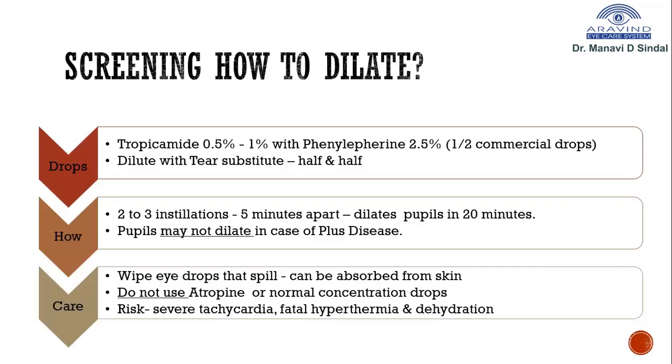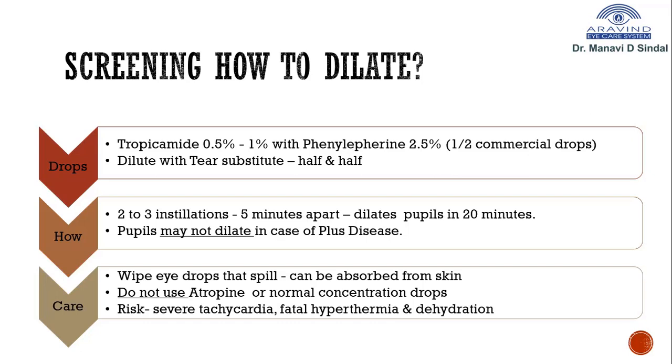So how do you dilate? This is again something important. The dilatation drops are half concentration of your regular commercially available tropicamide plus phenylephrine drops. It's very easy to do this. You take a TR substitute, you take a T plus, you mix half of this into that and half of that into this, and you have 2 bottles of ROP drops ready.